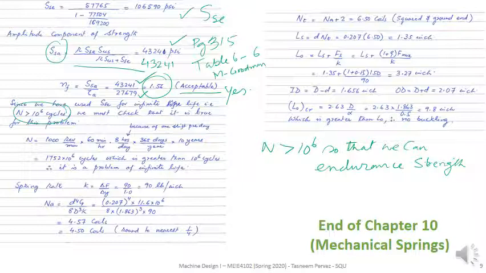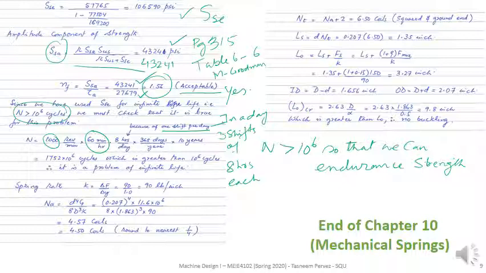So what is given? It is working at 1000 RPM. How many minutes per hour? 60 minutes per hour. How many shifts per day? One shift. In a day, usually what we have? In a day, we have 3 shifts of 8 hours each.